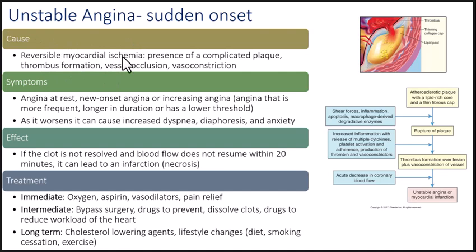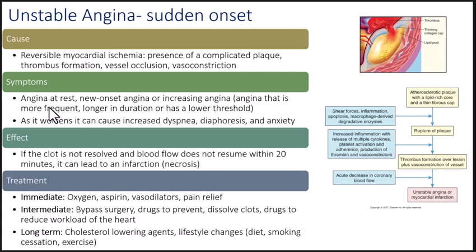And it's important to recognize this syndrome because it really signals that the atherosclerotic plaque has ruptured and infarction could follow. So we can assume that when somebody is experiencing unstable angina that they may have had rupturing of the plaque, formation of clots, possible vessel occlusion, and vasoconstriction as a response to that injury, as we talked about before.